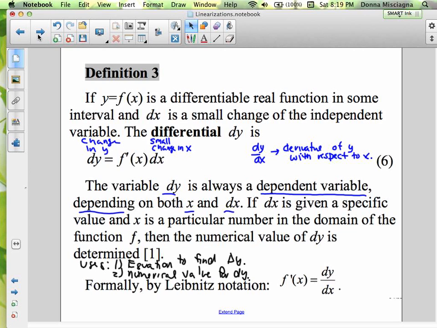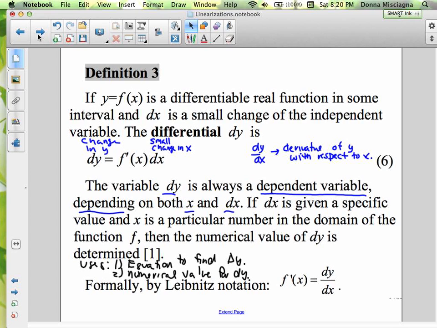And let's look at an example. Or actually, no, sorry, I have a few more things, and then I have an example. So if y equals f of x is a differentiable real function in some interval, and dx is a small change of the independent variable, then the differential dy gives us the change in y for a small change in x. That change in y is found by taking the derivative and multiplying it by dx, the small change in x.